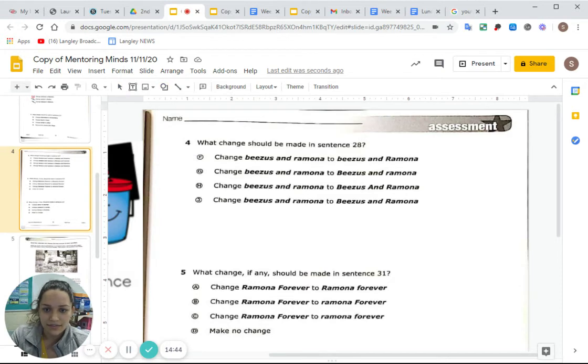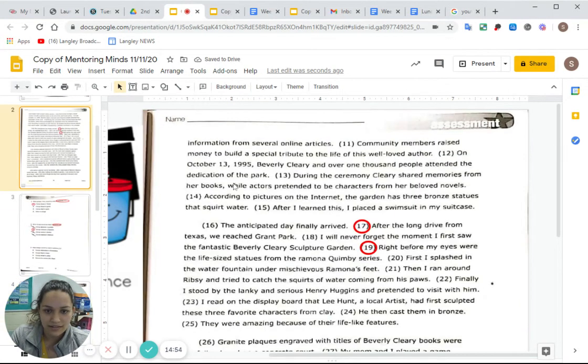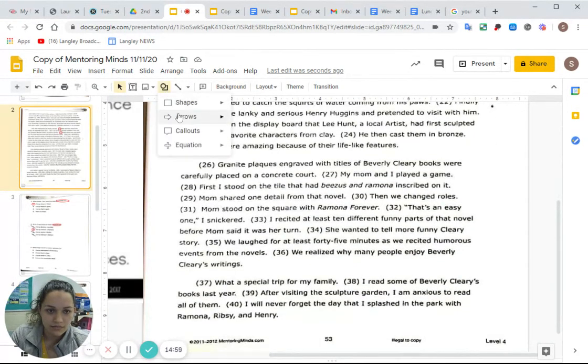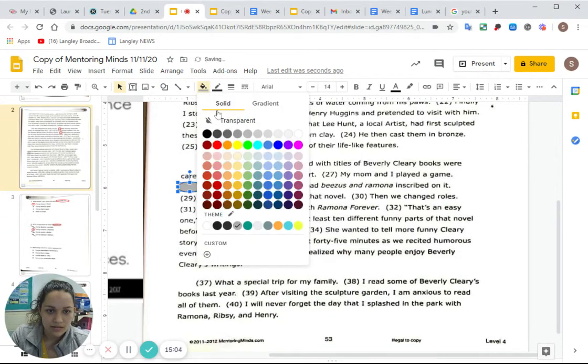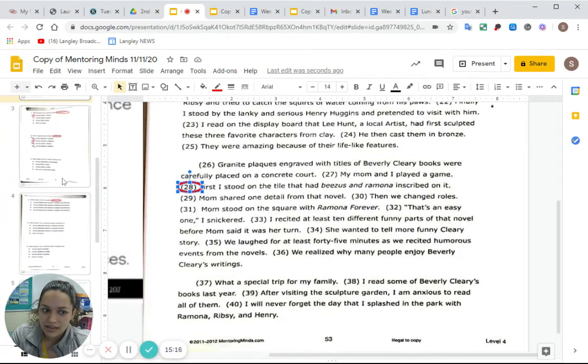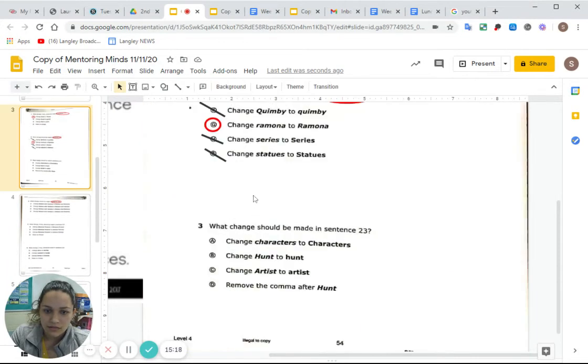All right. And then we got 3 more questions here. What change should be made in sentence 28? So let's take a look at that one. Sentence 28. Okay, sentence 28. I gotta go back over here. It's a little bit further down, but I found it. Okay, there it is. First, I stood on the tile that had Beezus and Ramona inscribed on it. I see something already.